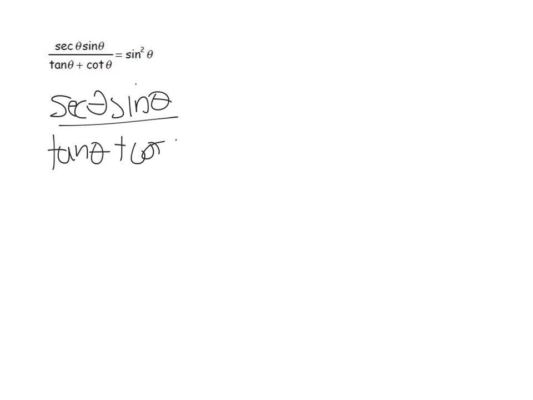Okie dokie, let's try another one. Let's start on the left side. So left side, here we go. Secant theta, sine theta over tangent theta plus cotangent theta.